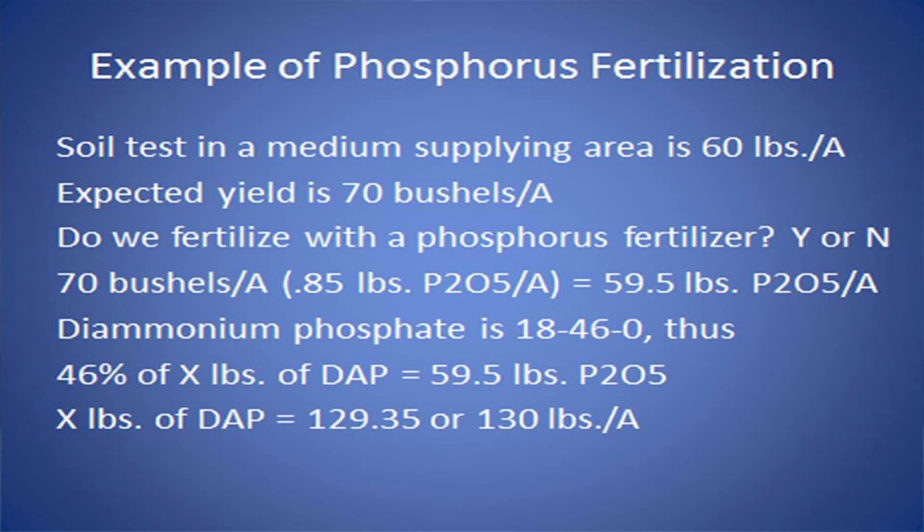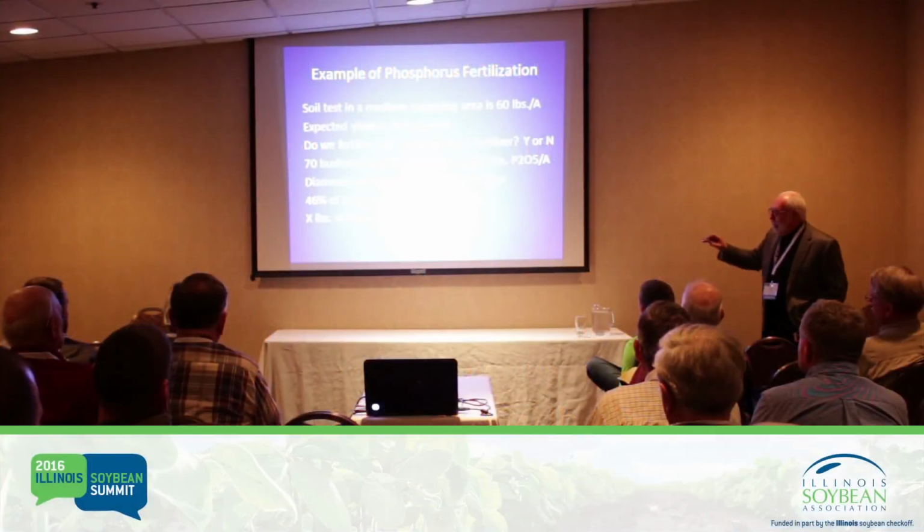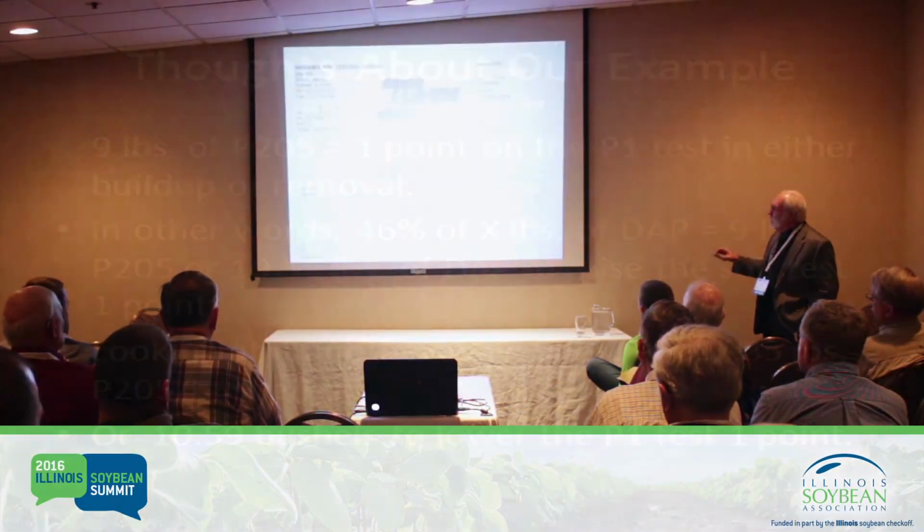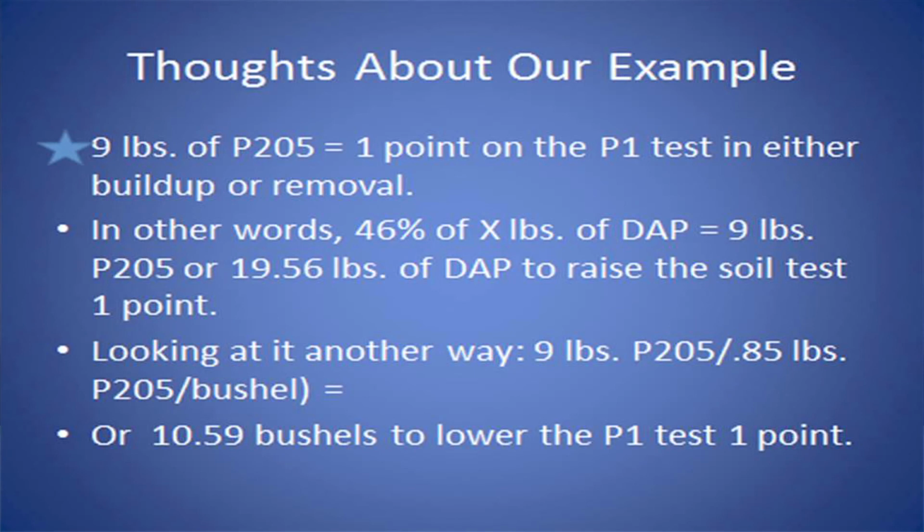Okay, there's how much I'm going to need. P2O5, I need almost 60 pounds of P2O5. Well, here's my diammonium phosphate, 18-46-0. So the math, and I'm not going to ask you to do it, comes out to 130 pounds. That's how much I need to apply for my 70 bushels of beans.